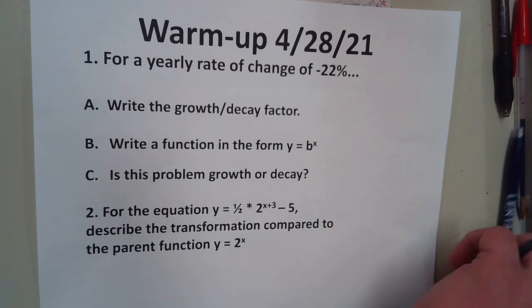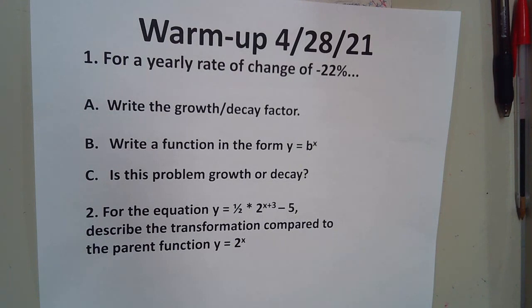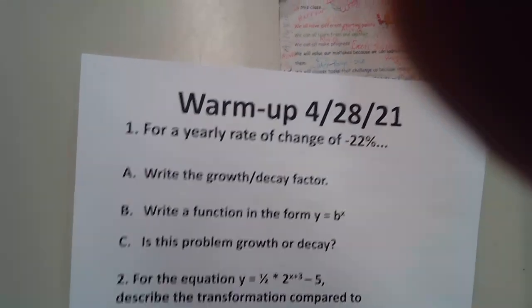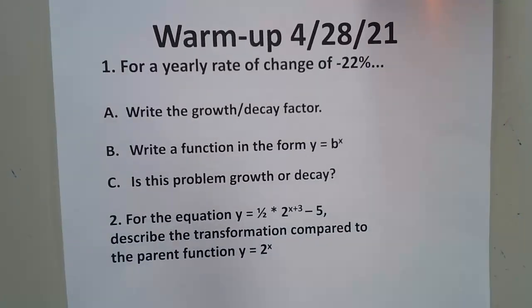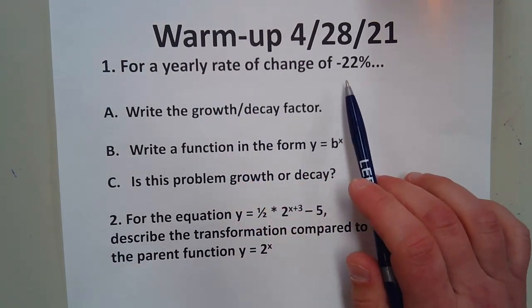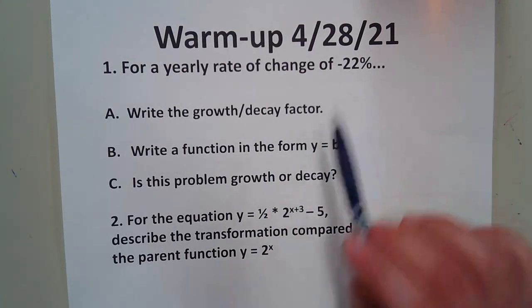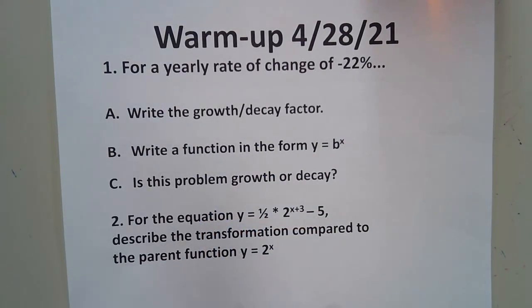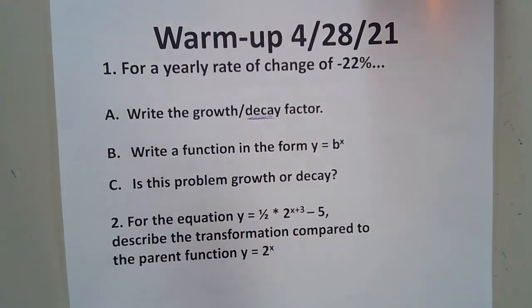All right, so today we're reviewing some of the concepts from these past couple days, 6.1 through 6.2, basically all the exponential stuff we've been learning. So it says for a yearly rate of change of minus 22%. In other words, losing 22%. The first part says write the growth or decay factor. First off, it's definitely a decay factor.